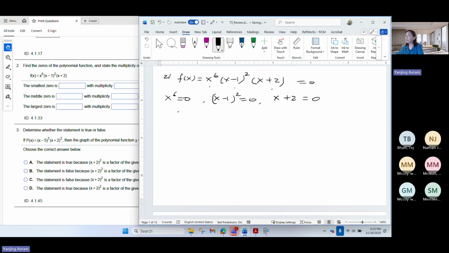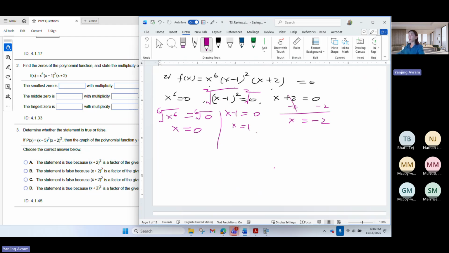And we go to solve this one right here, right? Sometimes people say, how do I solve this? Well, you take the 6th root on both sides. The root and power cancel out, so I will have an x, and 0 to any power is still 0, right? Then for this one, if I take the square root on both sides, I will get x minus 1, and the square root of 0 is 0. So x will be equal to 1, right? This one is minus 2 on both sides, so we have x equal to negative 2.